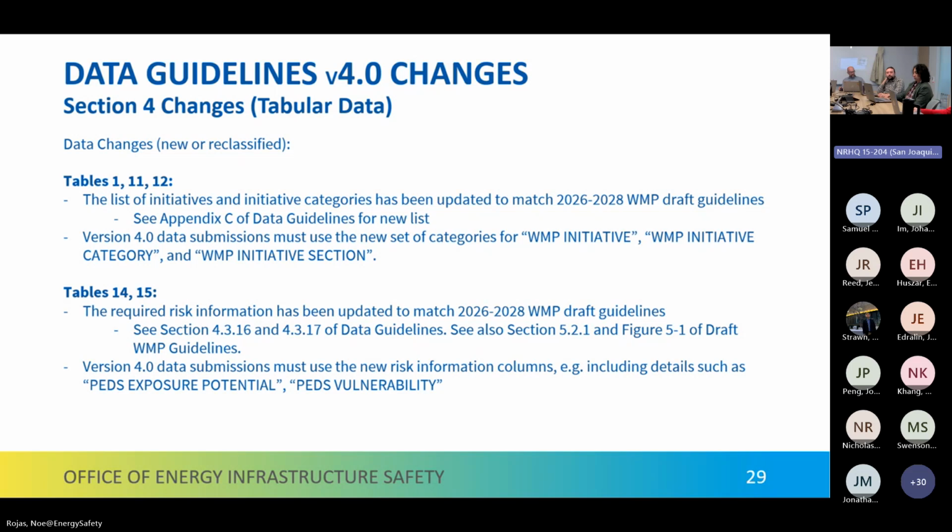And then in tables 14 and 15, in a similar way, those are collecting information as risk scores for different sections or different areas. And those things have also changed to reflect the WMP guidelines that are requiring a little more detailed risk information. So things like PEDS exposure wasn't collected before. So we've added those rows or columns. And so we want future data submissions to align with what's required in the WMP.